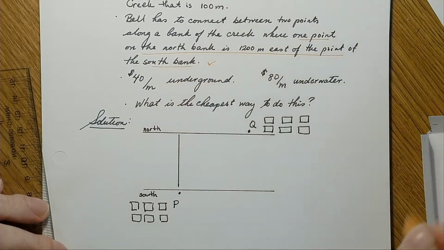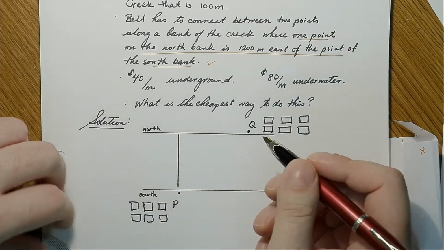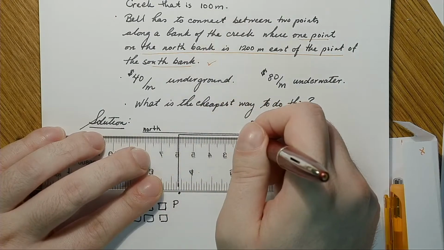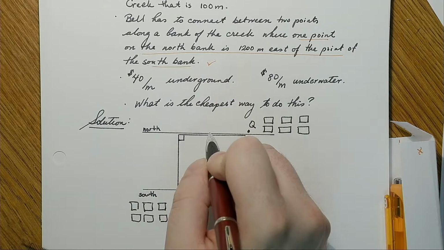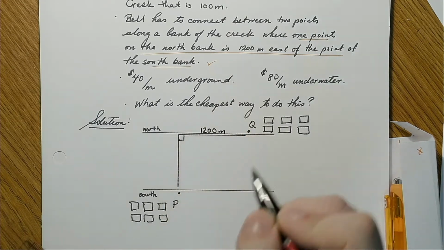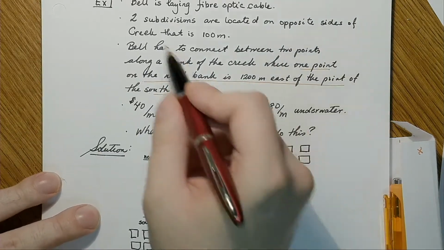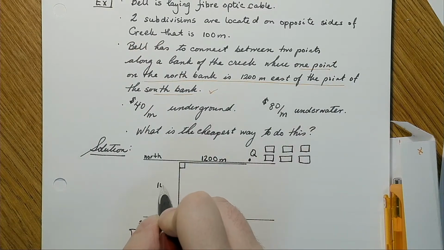So I've encoded this. I'm going to put this right here. There's my right arrow. And so here, this is going to be 1,200 meters. And over here, we know that this is opposite of a creek, that it's 100 meters. So here's 100.